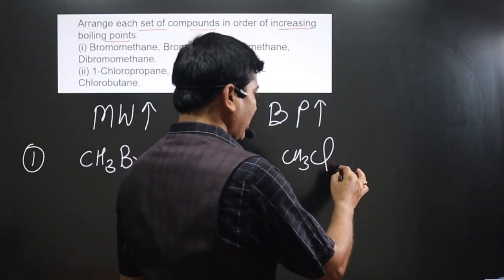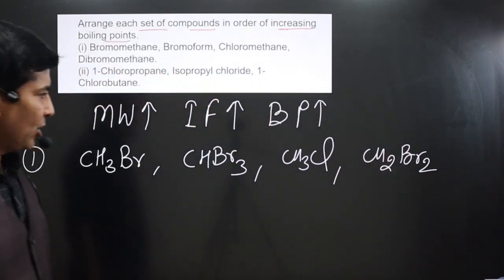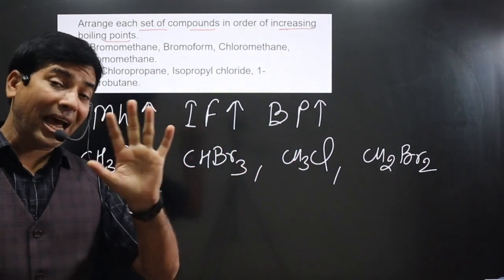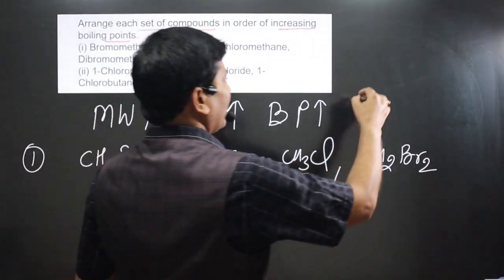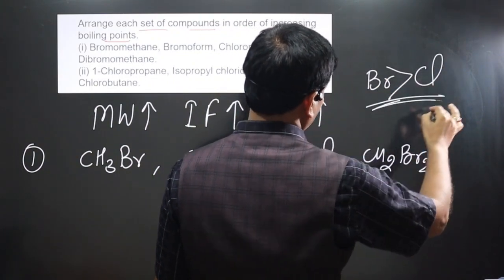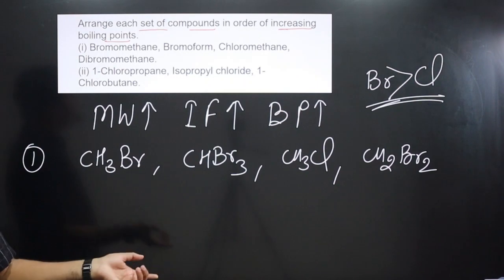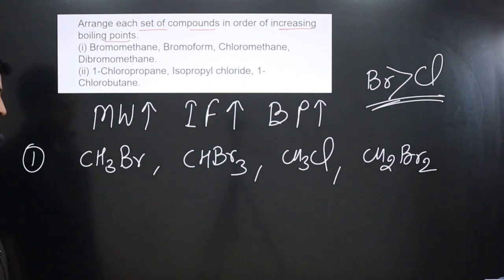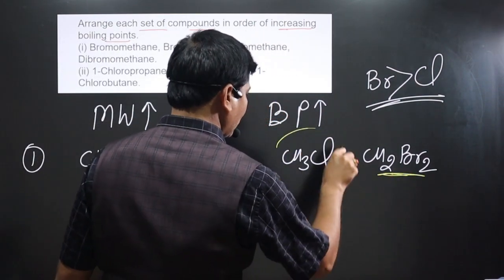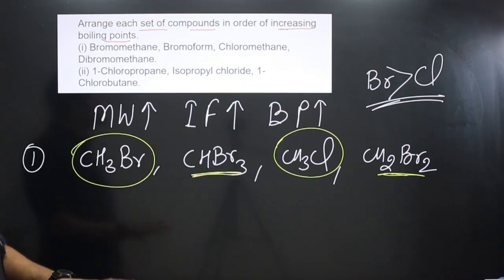Dibromomethane is there. Dibromomethane, we have CH2Br2. So you can see the number of carbons are the same: one carbon, one carbon, one carbon, one carbon. But the halogens are different. Br has a higher atomic mass than Cl, so we have to give priority to the compounds having Br, because in that case molecular weight will be higher. It has 3 Brs and it has 2 Brs. In these two, only one halogen is there. So obviously bromoform is there because it has higher molecular weight.